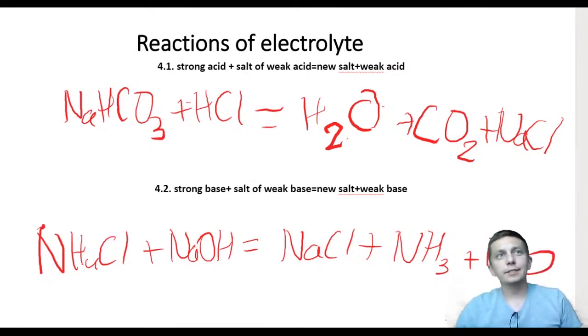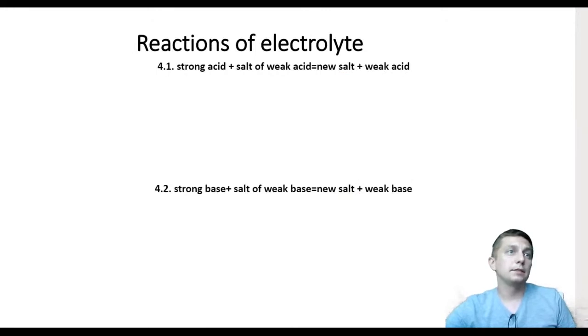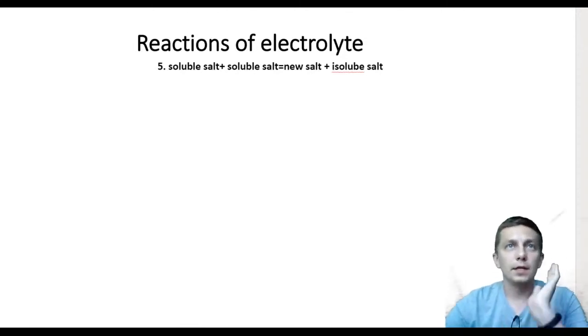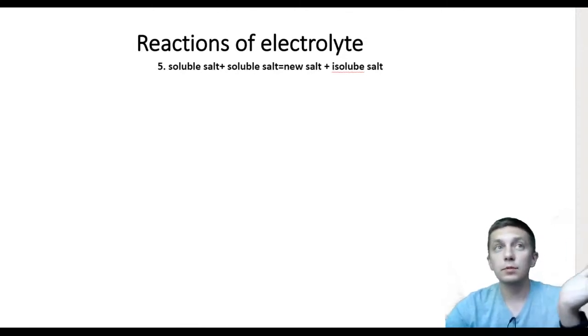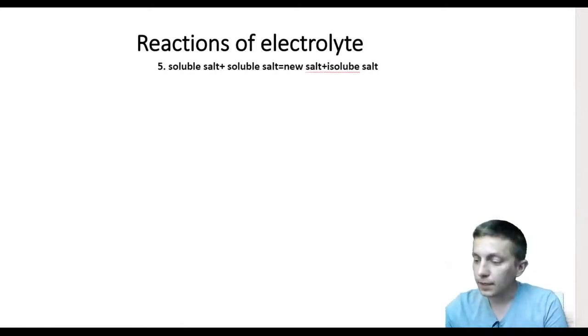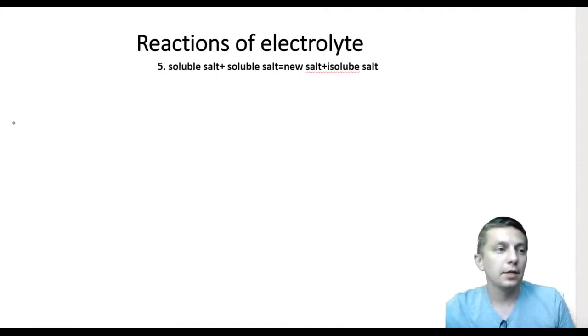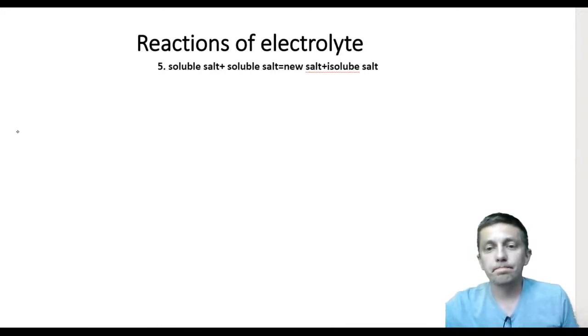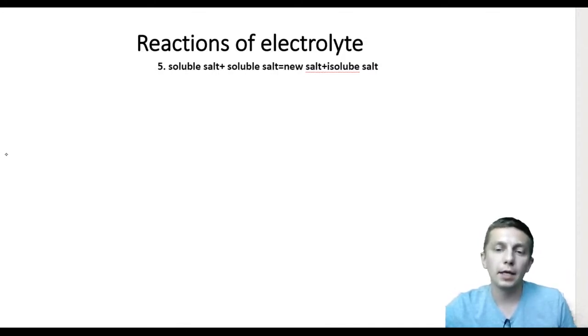So strong acid reacts with salt of weak acid. Strong base reacts with salt of weak base. And the final type of reaction is when soluble salt reacts with soluble salt and forms insoluble salt. For example, in analytic chemistry, the most popular ionic reaction is a way of detecting chloride ions. Chloride ions must be present in tap water, for example, but in injection water must be free from any ions, even if it's safe.